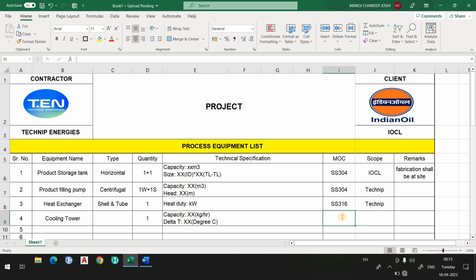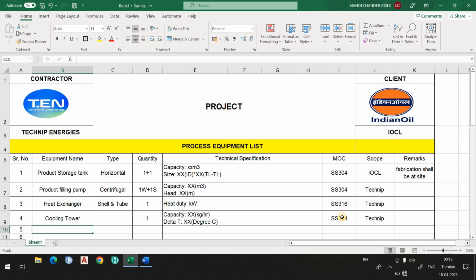What will be the MOC? So let's suppose the MOC is SS304. Who will provide this? Same, Technip will provide this. These all information, the names which I am using here, IOCL and Technip, are just for reference purposes or for study purposes only, right?